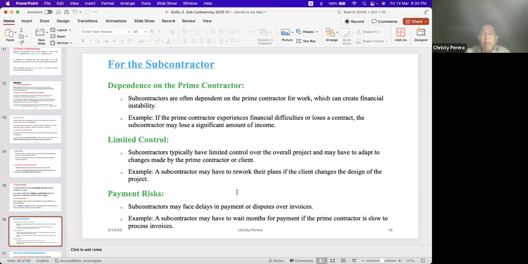A subcontractor may have to wait months for payments if the prime contractor is slow to process invoices. Sometimes the prime contractor's clerks and other officers don't put the invoices in on time, whatever the reason. Then the subcontractor suffers, because he is also not getting payment at the correct time.